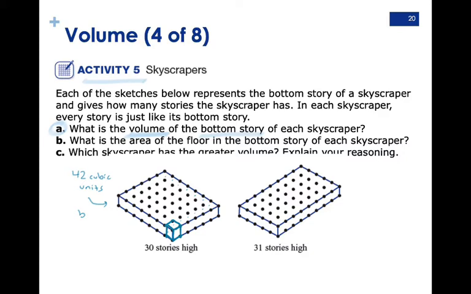We can actually count them across. So 1, 2, 3, 4, 5, 6. And then we have 1, 2, 3, 4, 5, 6, 7. So 6 by 7, that's going to be 42 cubic units, or we could count each single one if we wanted to as well. But there's 42 cubic units in there. That's going to be at the bottom floor.